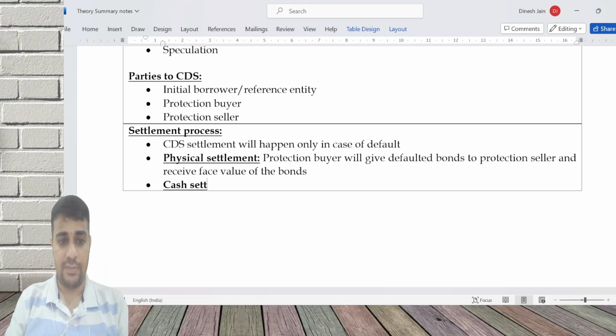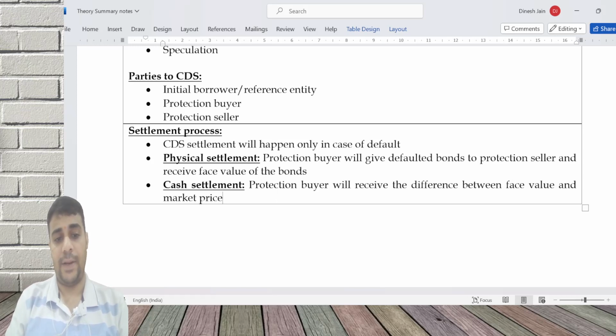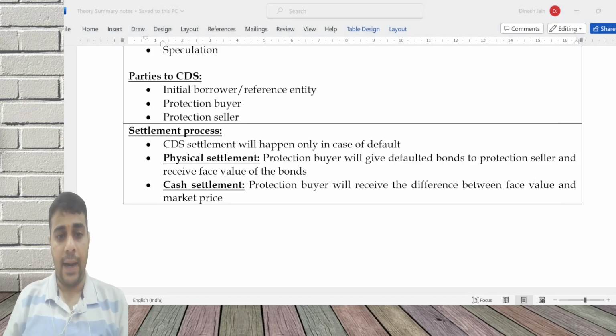Cash settlement: the protection buyer will receive the difference between face value and market price.